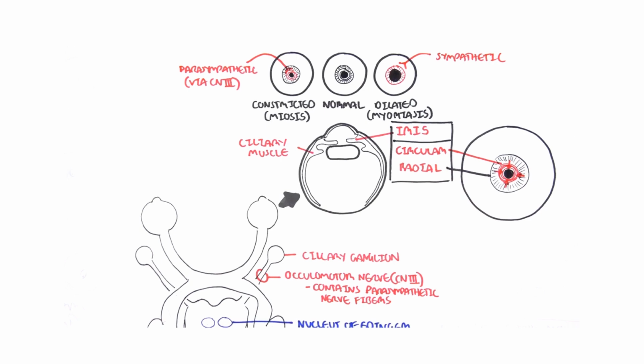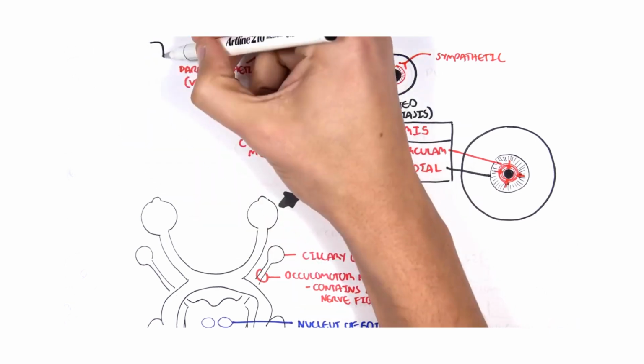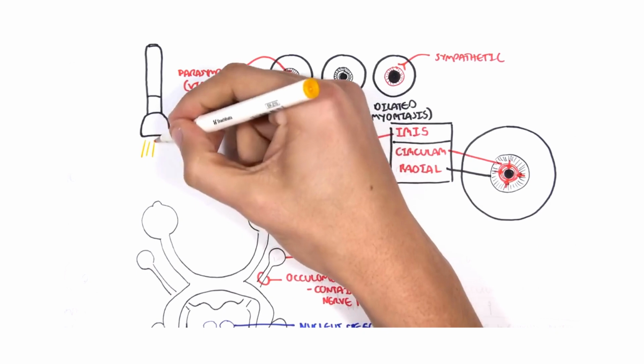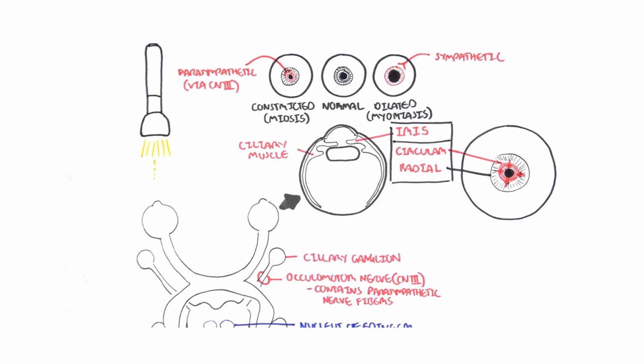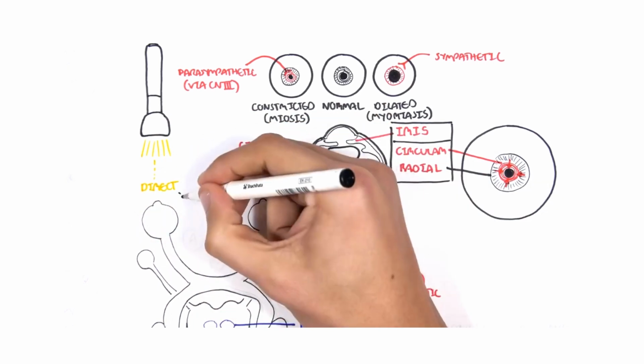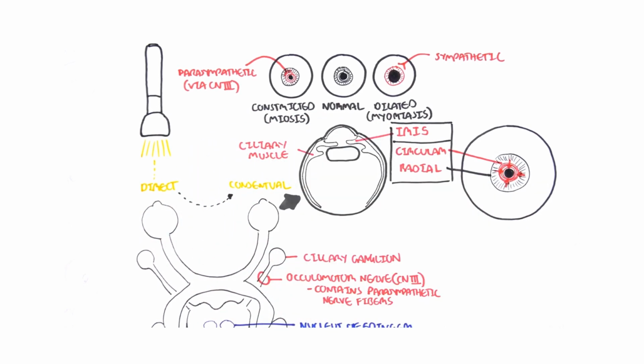All right, now when we shine a light to the left eyeball here, this is known as the direct response, and then whatever happens to the other eyeball is known as the consensual response. So when we shine a light to the left eyeball, the pupils on the left would constrict, but so will the pupils on the right side, and this is known as the consensual response.